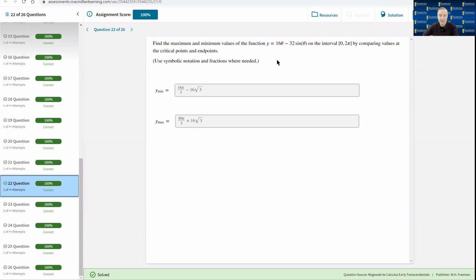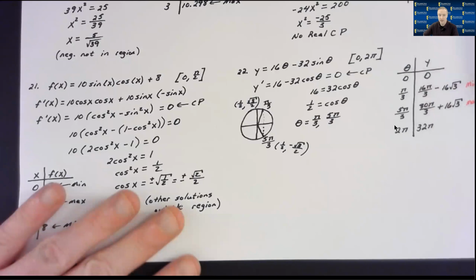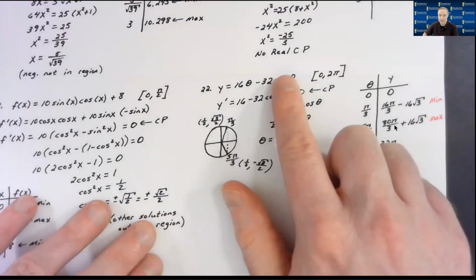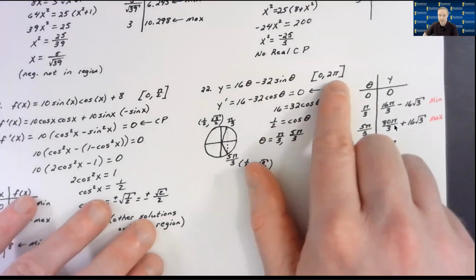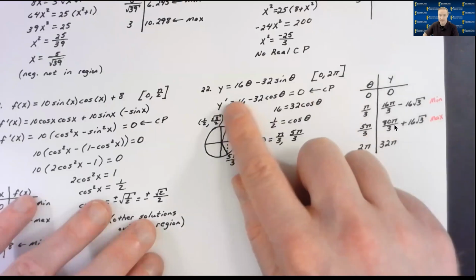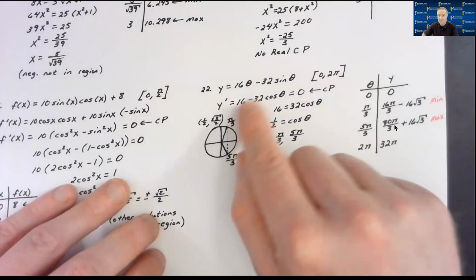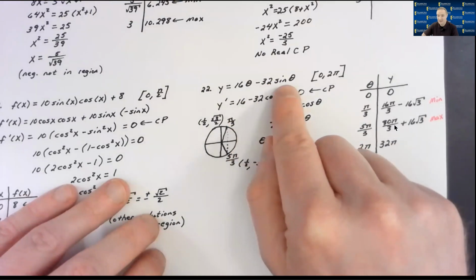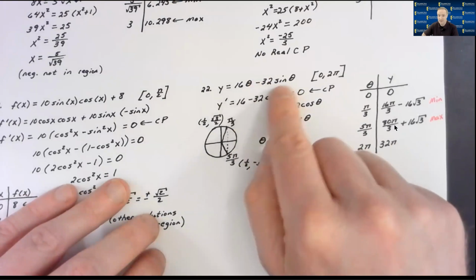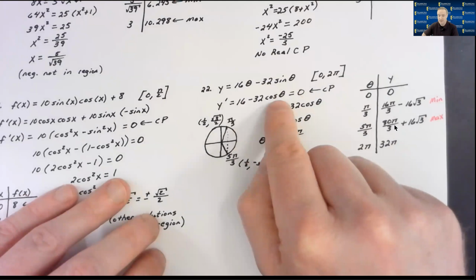This time it's just y is equal to 16 theta minus 32 sine theta on the interval 0 to 2 pi. Okay, so when I looked at that, I said, all right, here's my function and its interval is 0 to 2 pi. I'll take its derivative. The derivative of 16 theta with respect to theta is simply 16. The derivative of 32 sine theta is going to be 32 cosine theta. So minus 32 sine theta becomes minus 32 cosine theta.